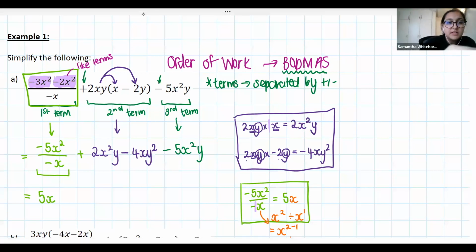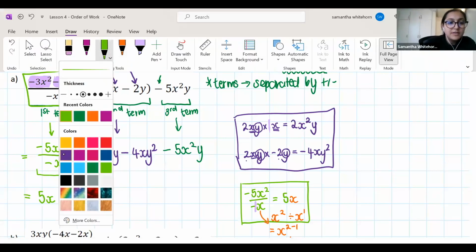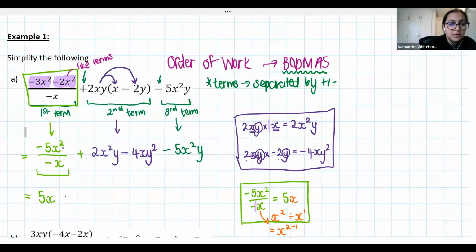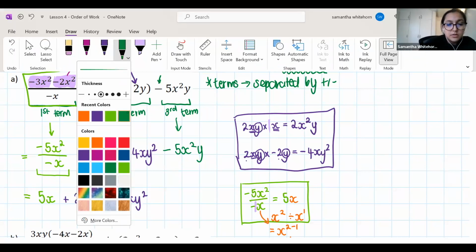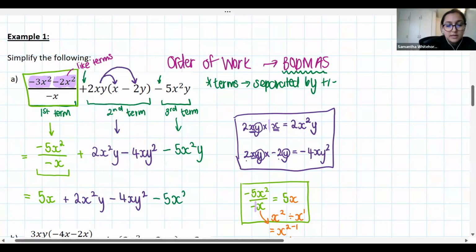Then I've got the rest of my terms. I haven't done anything to them. I've already simplified all of them. So plus 2x squared y minus 4xy squared. And then that last term that I couldn't do anything with until the end, minus 5x squared y.